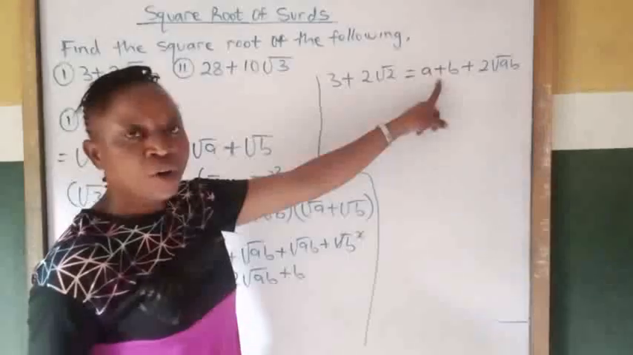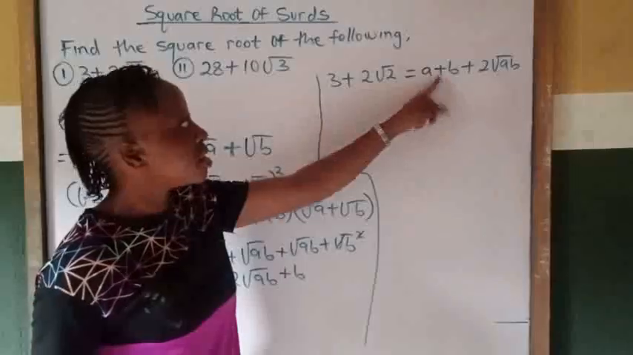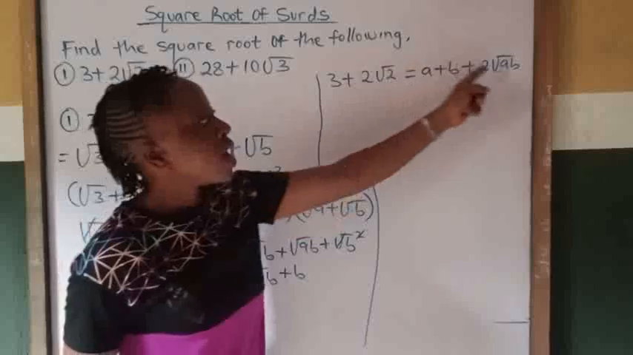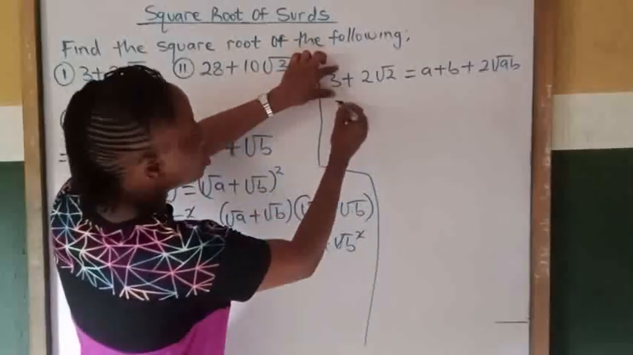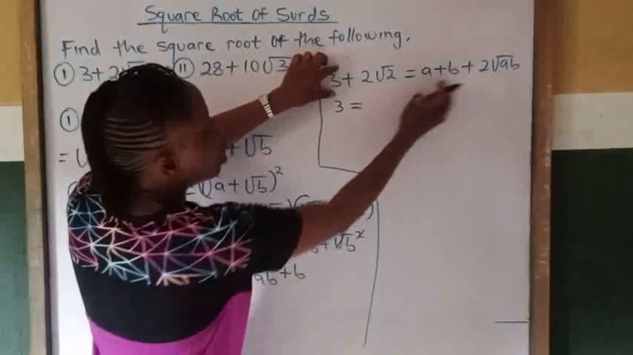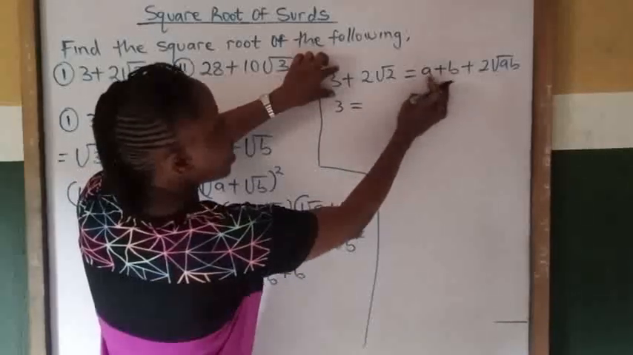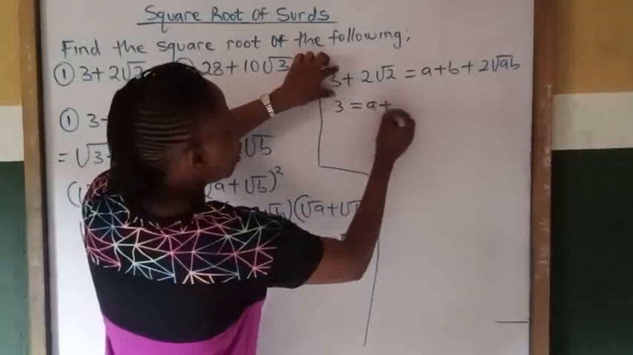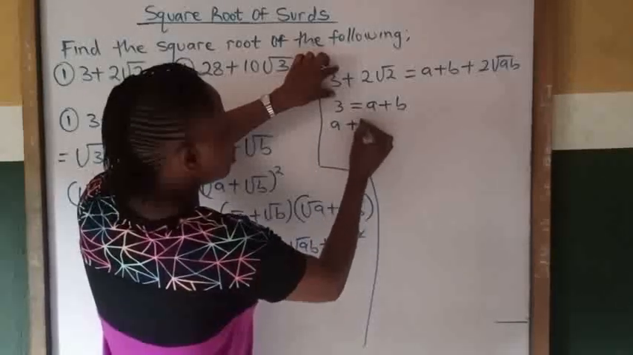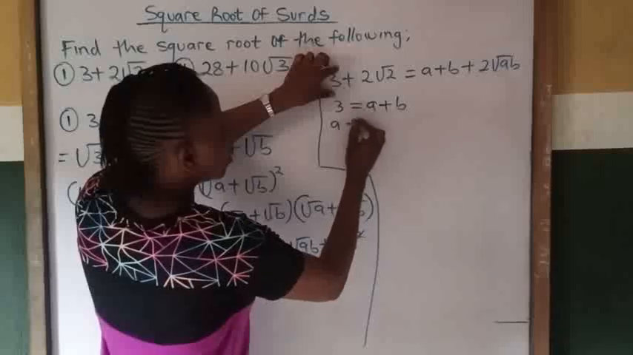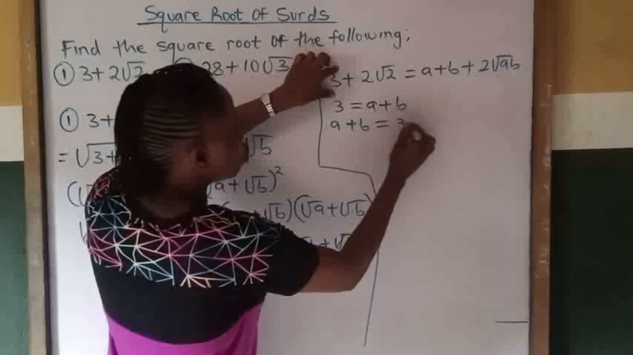Now, you are going to equalize all numbers. You equalize all numbers at both sides. Then you equalize roots at both sides. So the whole number here is 3. So that will be 3 equal to, the whole numbers at this side are A and B. So A plus B. So therefore we can say A plus B equal to 3.